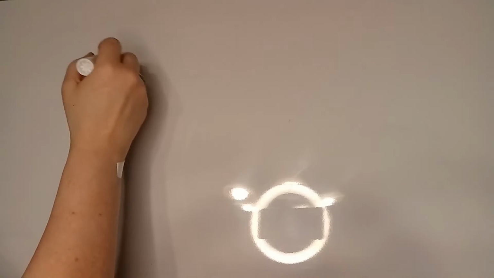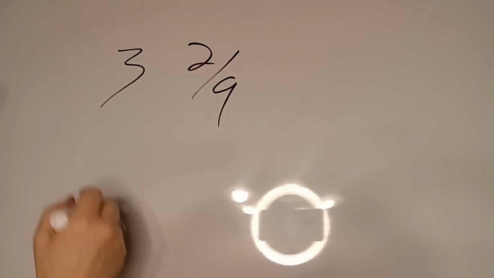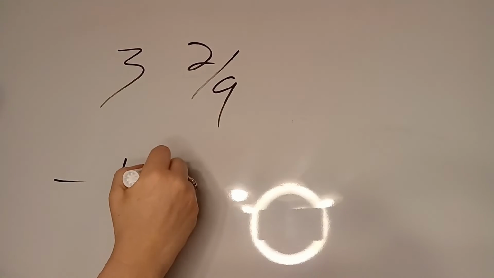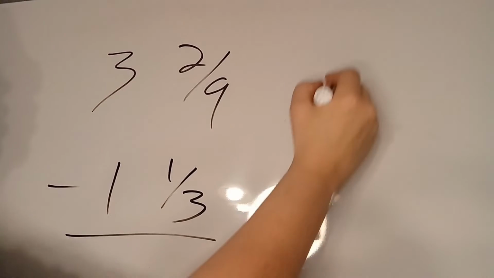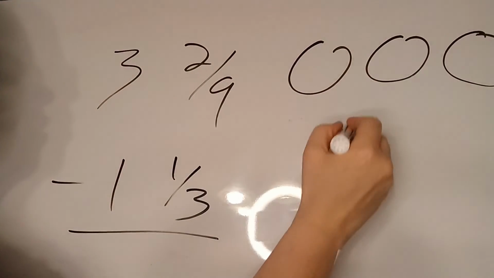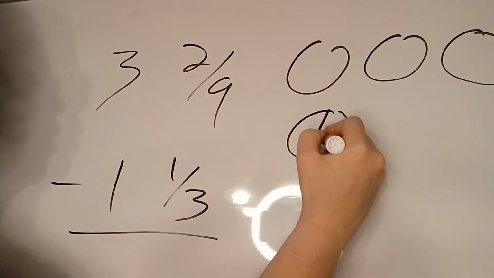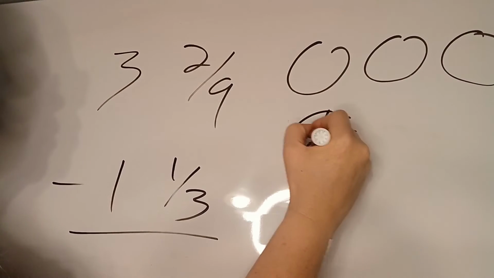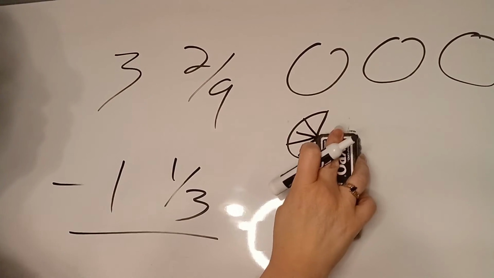Let's finish with a more complex one. Let's do 3 and 2/9 minus 1 and 1/3. 1, 2, 3, and I'm going to cut one into 9 pieces. This is going to be challenging for me. There we go. 9 pieces. We want 2 of them.